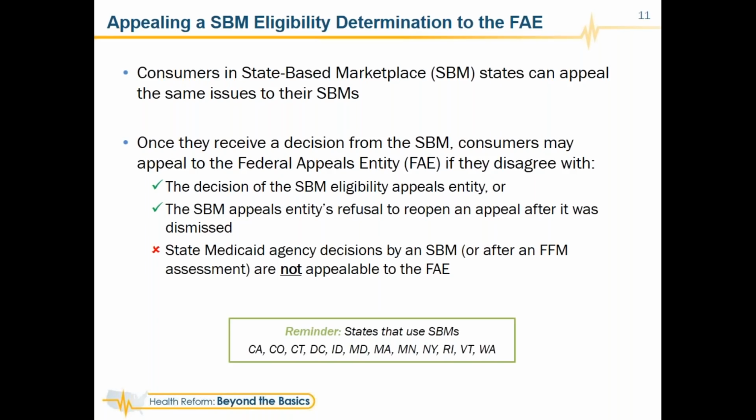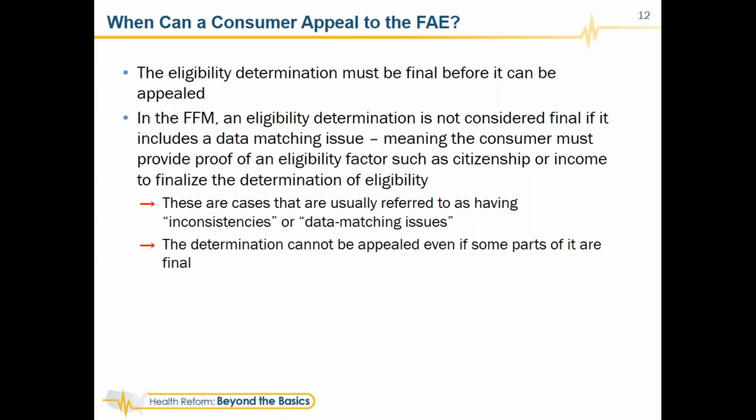If the consumer has issues with a state-based marketplace decision about Medicaid or CHIP eligibility, that's going to have to go through the Medicaid and the CHIP appeals process rather than coming up to the federal appeals entity. And just to reiterate a couple of other things, and then we'll get into some specific examples. As I said before, an eligibility determination must be final before it can be appealed. So if a consumer has any inconsistencies and is supposed to be providing additional documentation to the marketplace, that temporary eligibility determination, even if the consumer has coverage and even if the consumer is getting tax credits, that decision cannot be appealed until it is final.